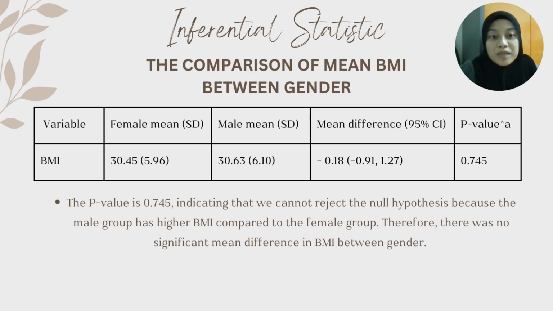So this is the comparison of mean BMI between gender. The female mean is 30.45 and the standard deviation is 5.96. The male mean is 30.63 and the standard deviation is 6.10. The mean difference is negative 0.18, and for the 95% confidence interval of the difference, the lower is negative 0.91 and the upper is 1.27. The p-value is 0.745, indicating that we cannot reject the null hypothesis. Therefore, there was no significant mean difference in the BMI between gender.